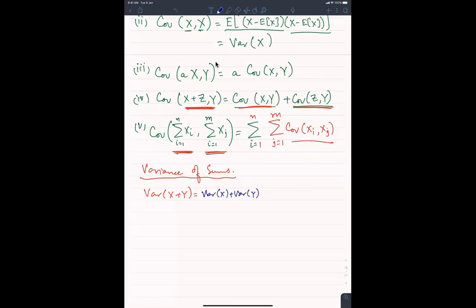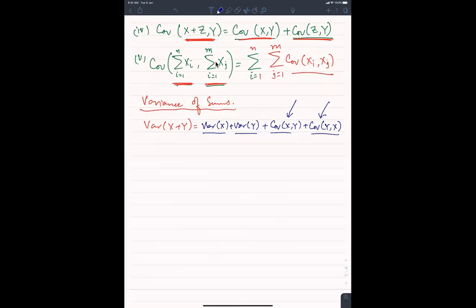But in general, if they are not independent, then we need to add covariance of x and y plus covariance of y and x. Obviously this term is the same as this term, so this is 2 times the covariance of x and y. And we know that if they are independent, these terms automatically become zero, and we will be left with variance of x and variance of y. By the way, this is only 2 random variables, x and y.